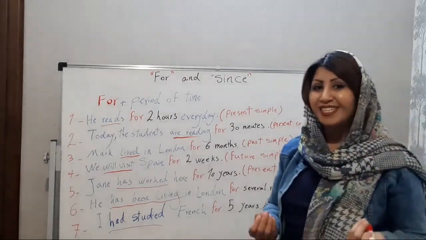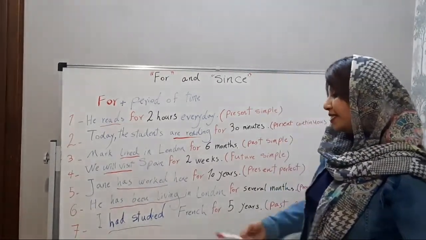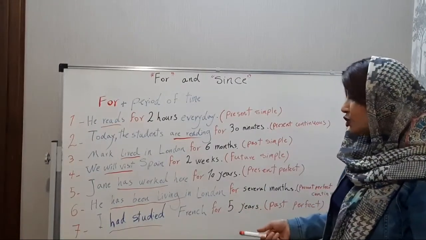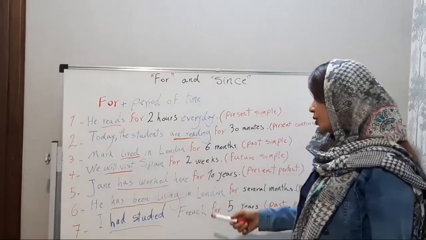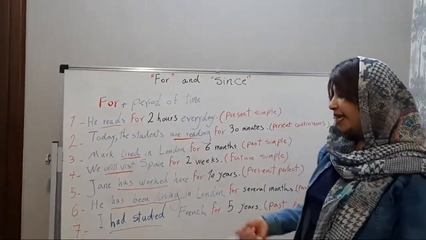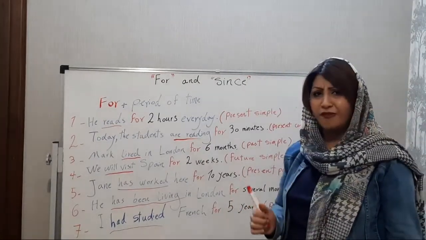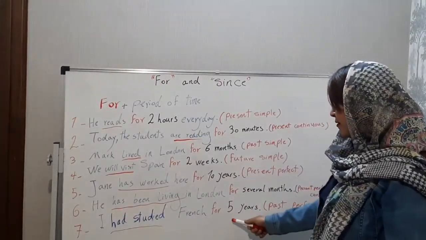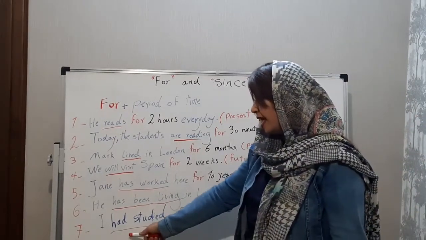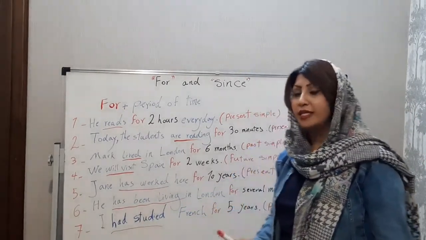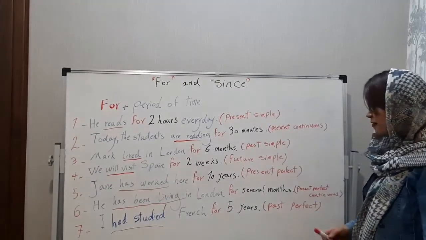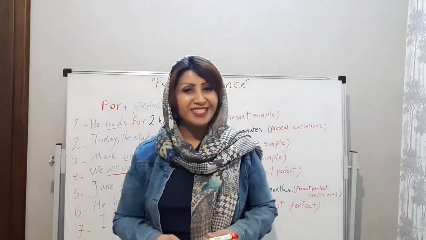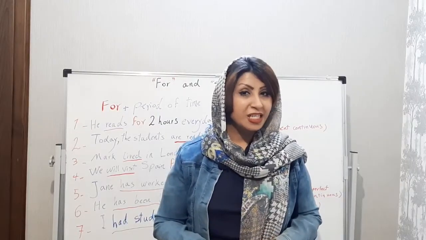Now the next and last example here: I had studied French for 5 years. Here, duration again, 5 years. And what is the verb? Had studied, and it shows past perfect. Now, let's go through the next part of this video.